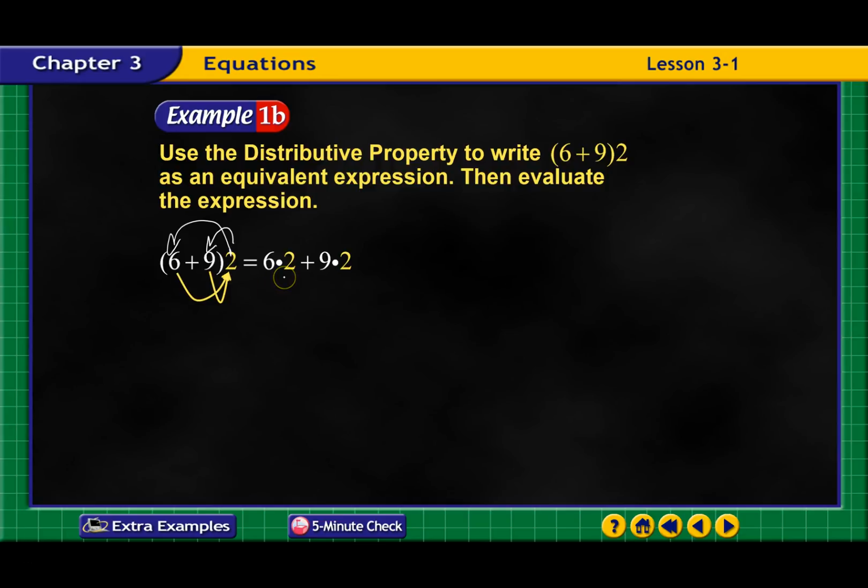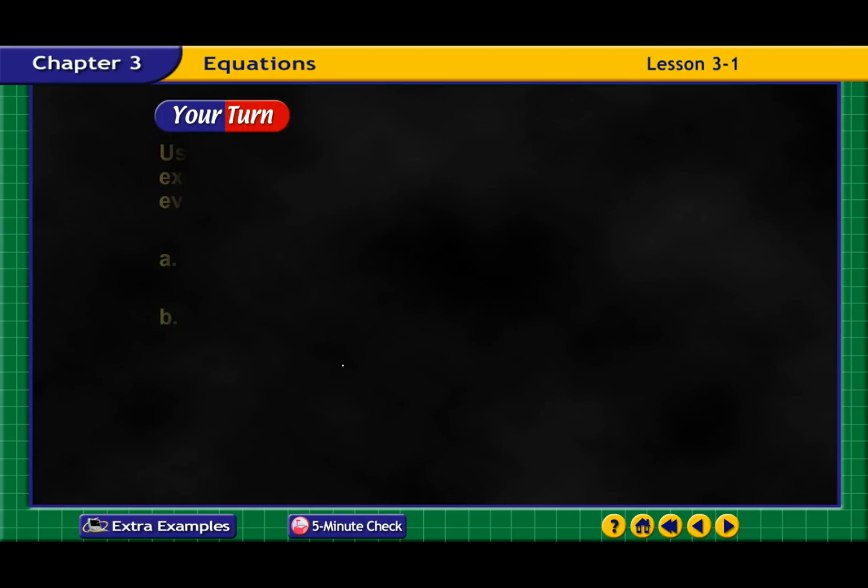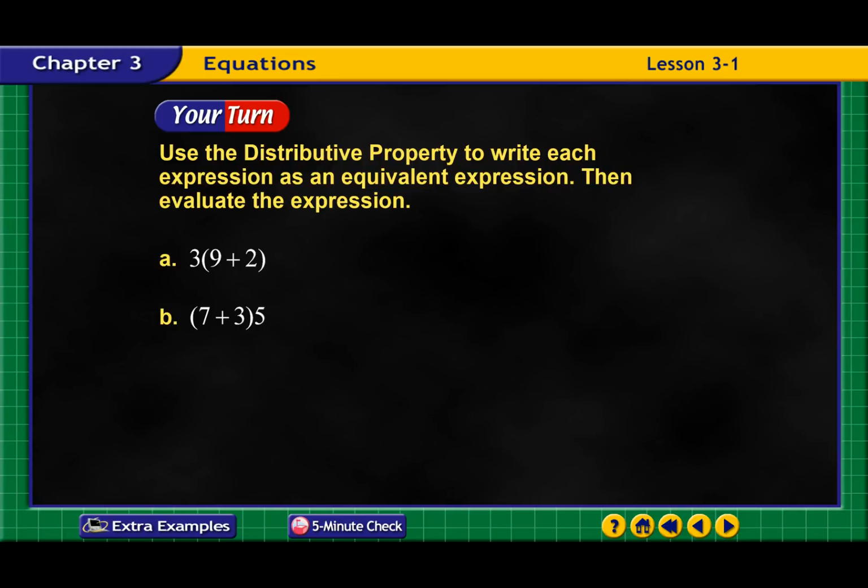So 6 times 2 is going to be 12. 9 times 2 is going to be 18. Then I'm going to add the two together. Should be 30. And there's our answer. All right, pause this one and give them a shot.